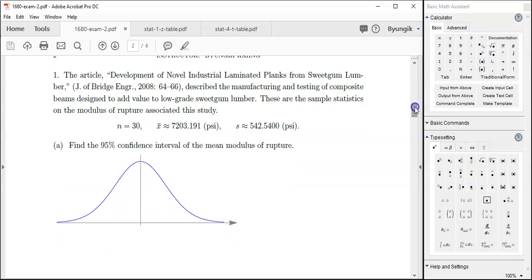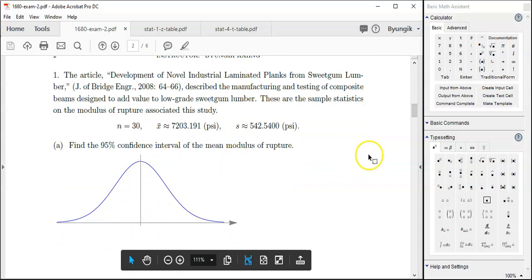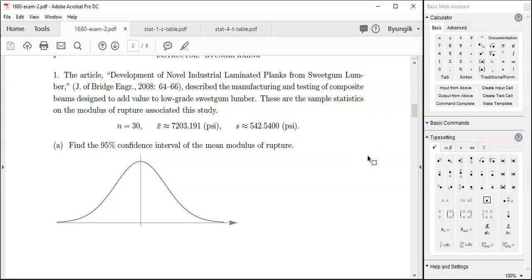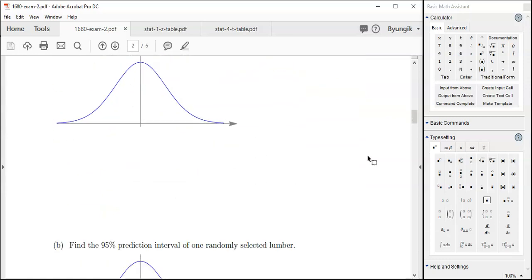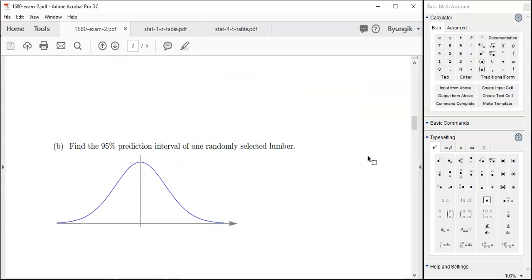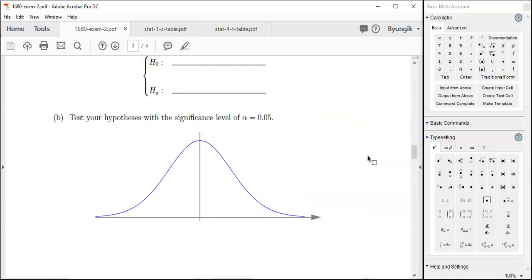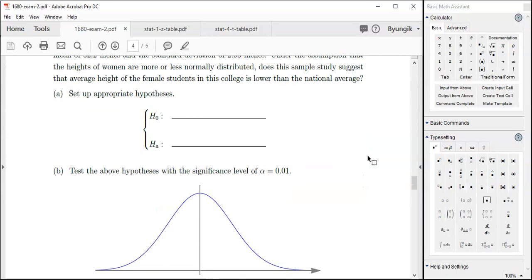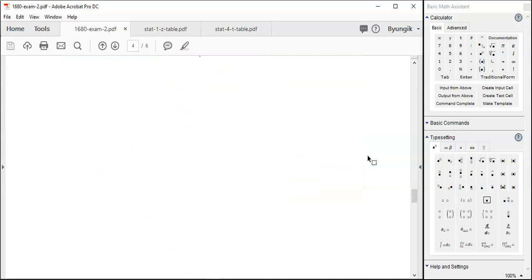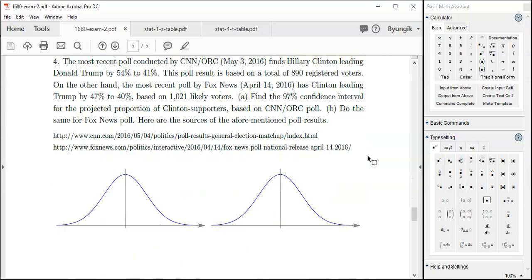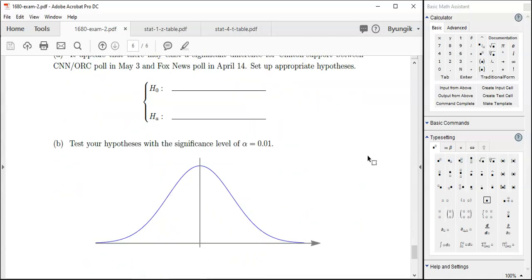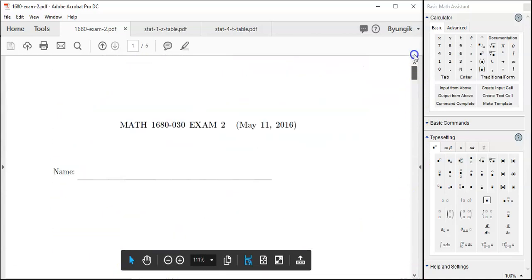We have a problem and then what do you see here? An outline of a normal curve. As a matter of fact, it's a t-curve, but you cannot see the difference between a z-curve and a t-curve with the naked eye. Another subpart, another outline. Even more outlines. Each time you do a problem, you have to draw a picture, sometimes two. I hope you see the picture.